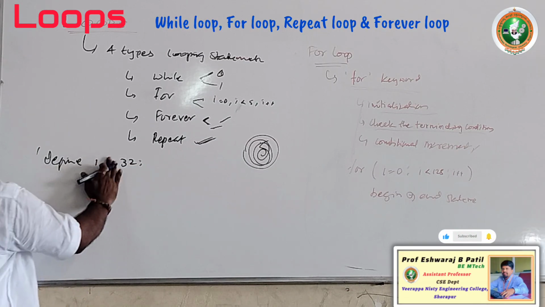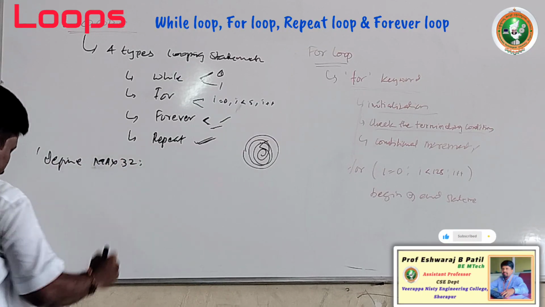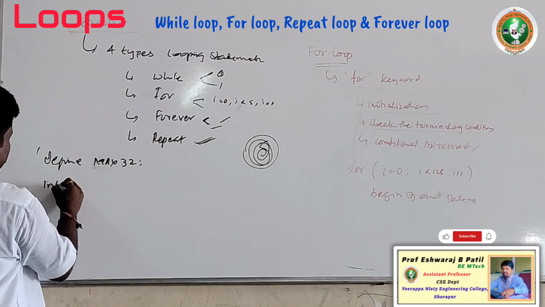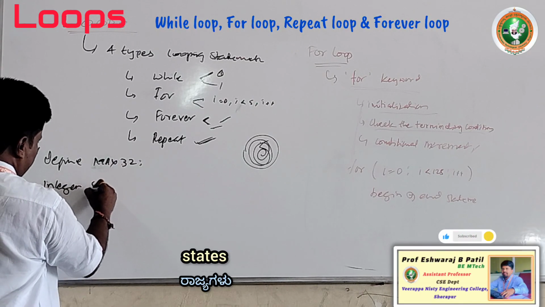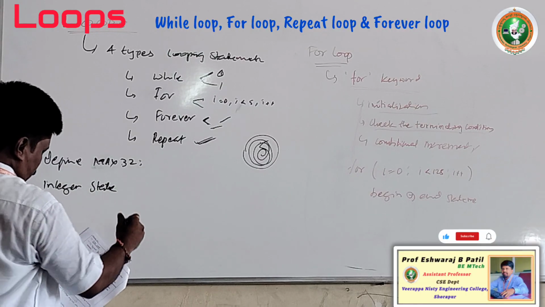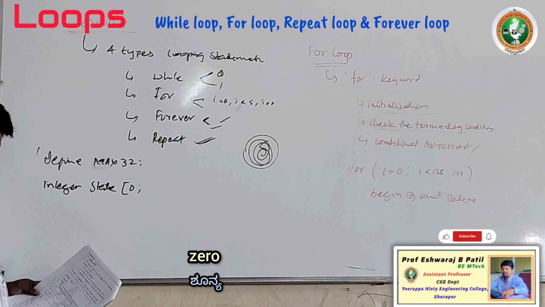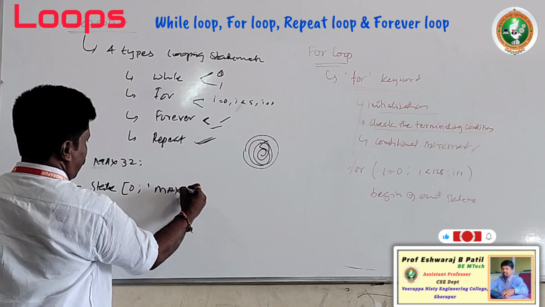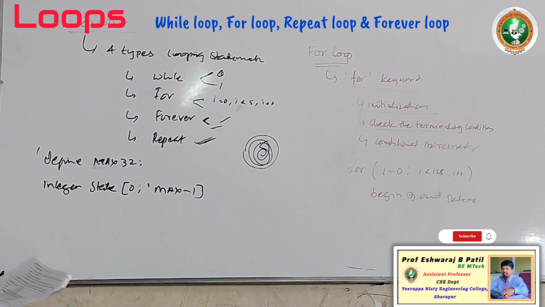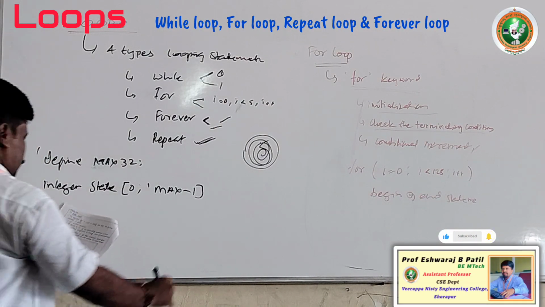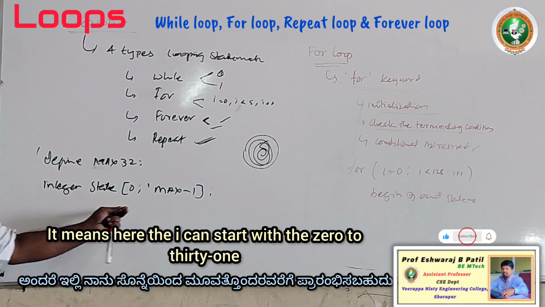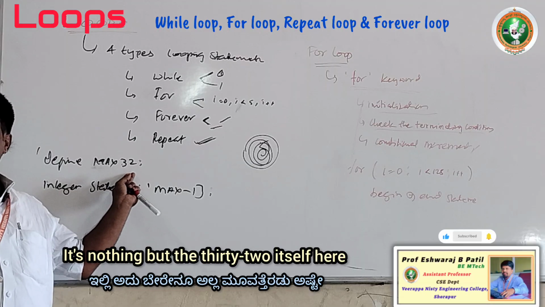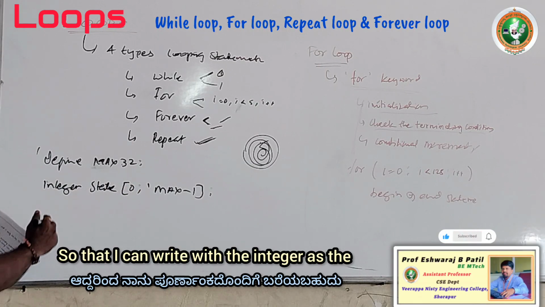Then here I have the numbers, integer states, initialized to 0. What should max be here? Max should be less than 1. It means I can start with 0 to 31. 0 to 31 is nothing but 32 itself.